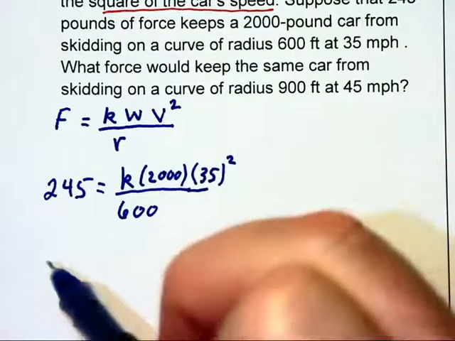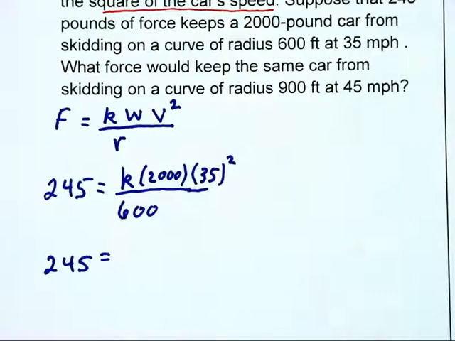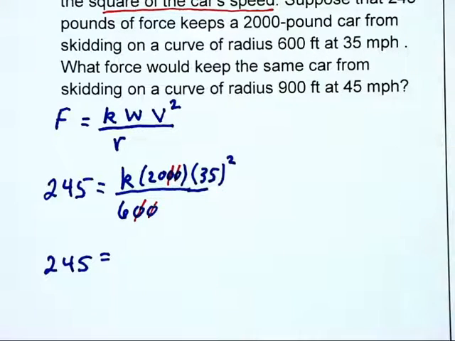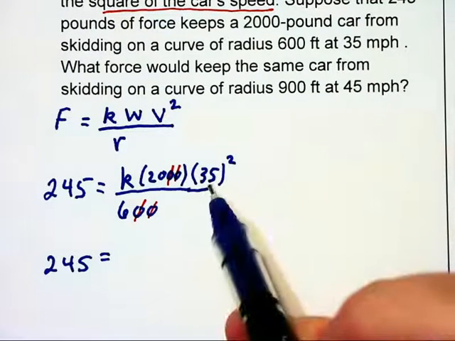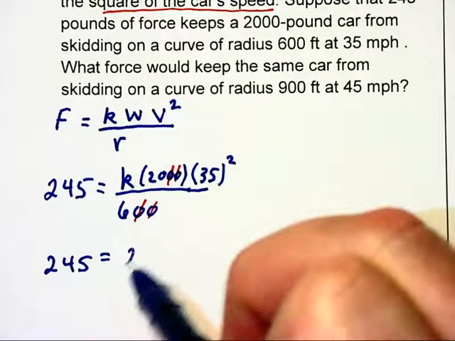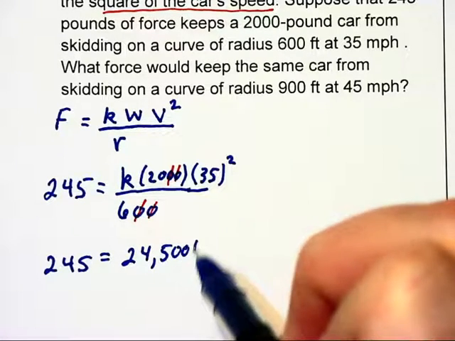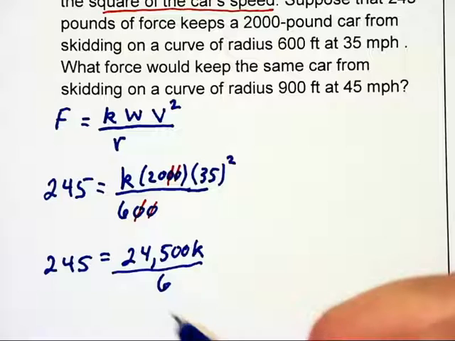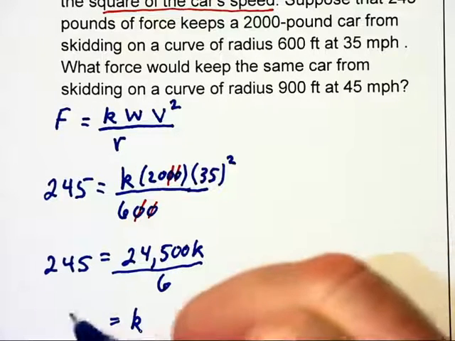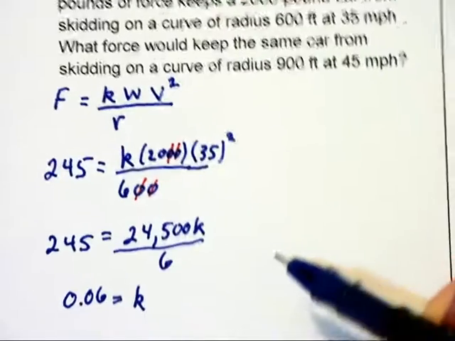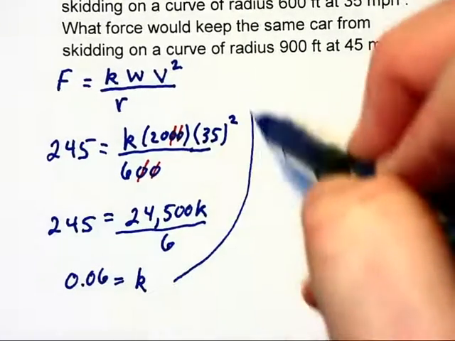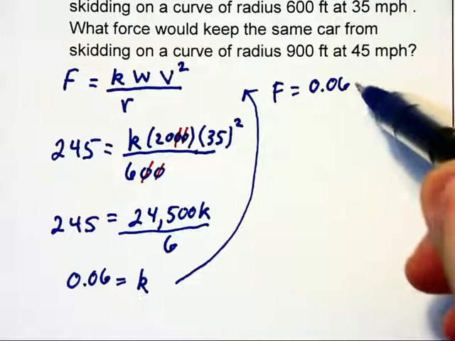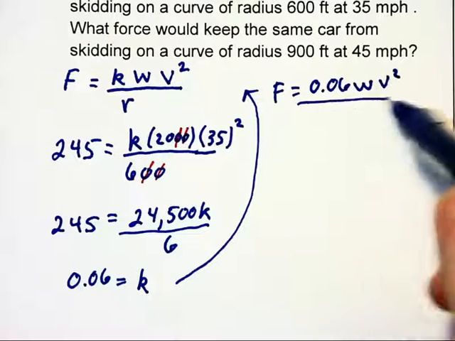Now, let's see what we've got. 245 is equal to, I'm going to do a little bit of simplification here, dividing by 100, which tells me I can cross off some zeros. Multiply 35 times itself times 20 to get 24,500 K divided by 6. And then when I divide through on each side, I can get K is equal to 0.06. Now let's write this as a general equation. Force equals 0.06 W V squared over R.